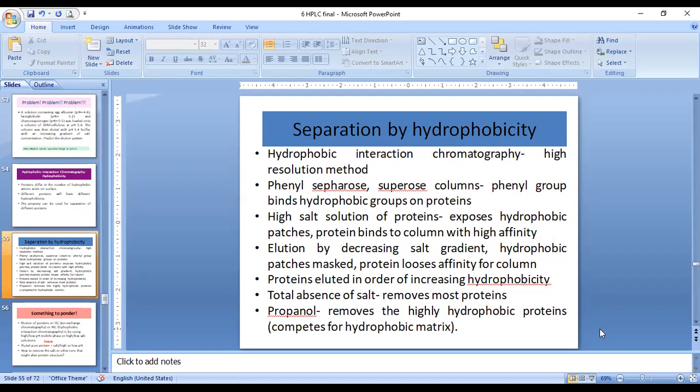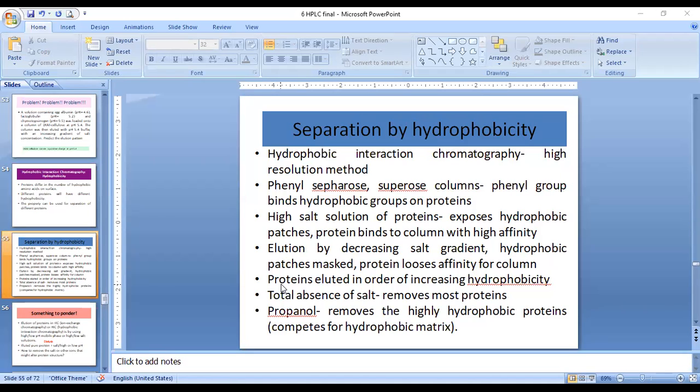What is important is that phenyl groups are present on these stationary phases, and these phenyl groups have the property of binding the hydrophobic proteins or hydrophobic groups which are present on the proteins. This is a kind of specific interaction where the phenyl groups on the column stationary phase will bind to the hydrophobic amino acids or hydrophobic groups which are present on the protein.